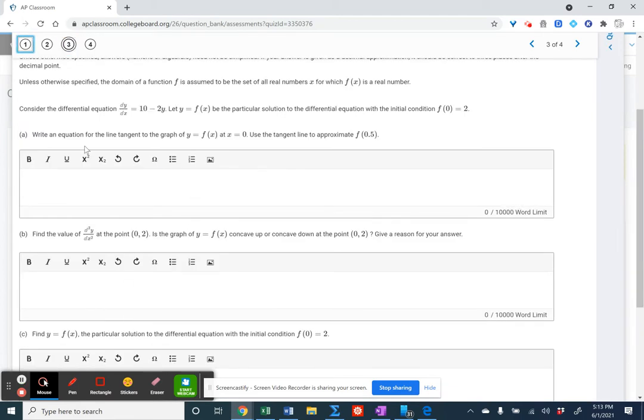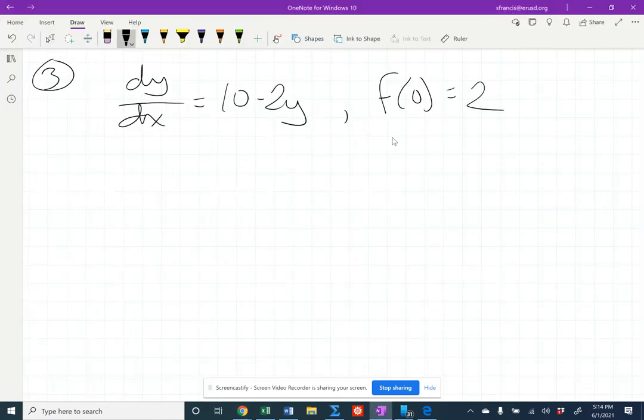All right, so question number 3. Consider the differential equation dy over dx is equal to 10 minus 2y. y equals f of x, being the particular solution to the differential equation with the initial condition f of 0 is 2. We want to write an equation of the tangent line at 0 and use it to approximate f of 0.5.